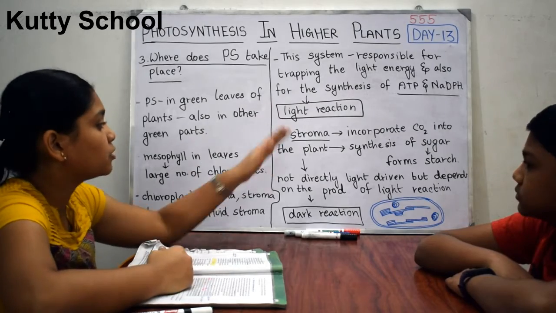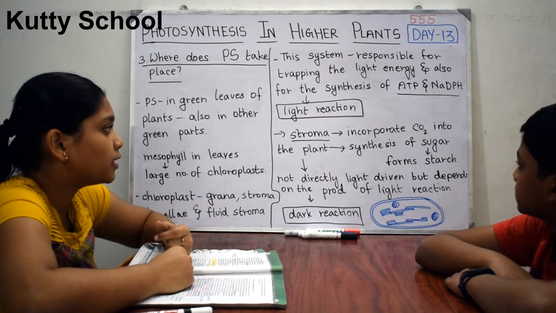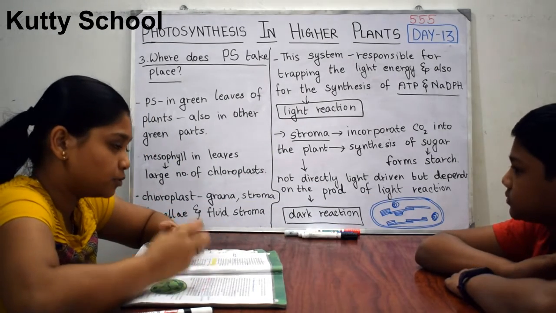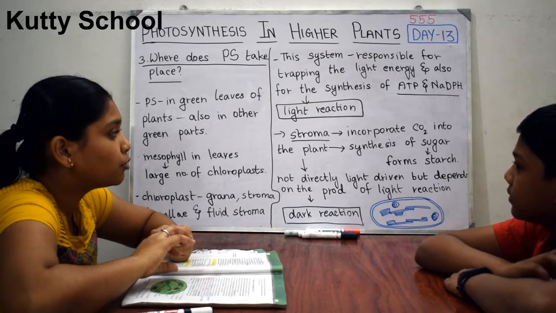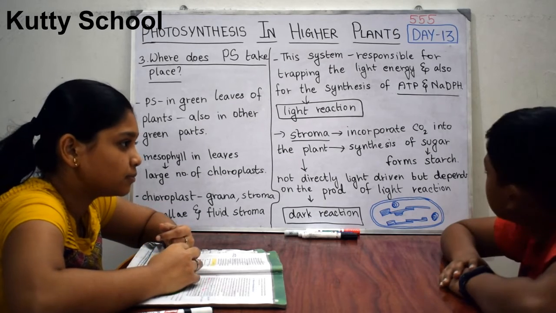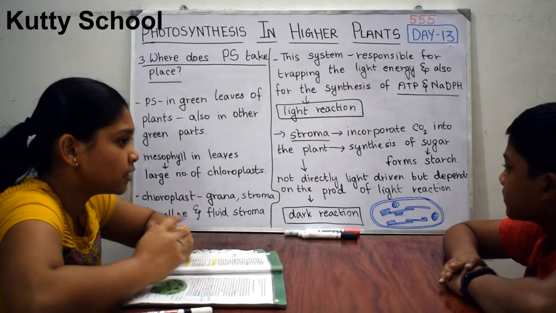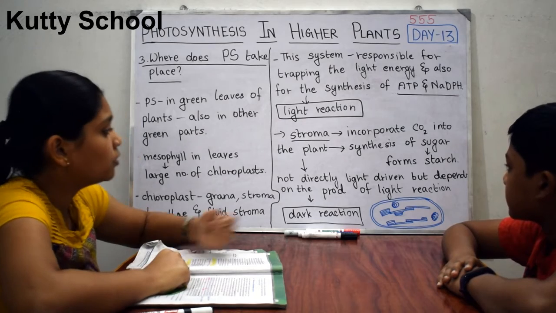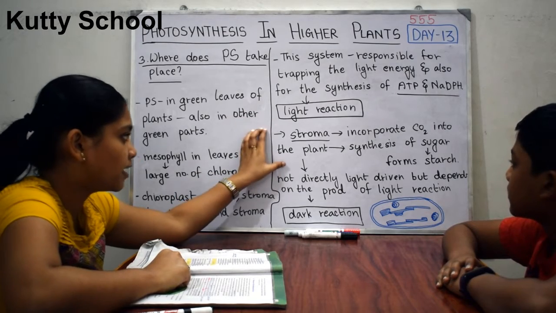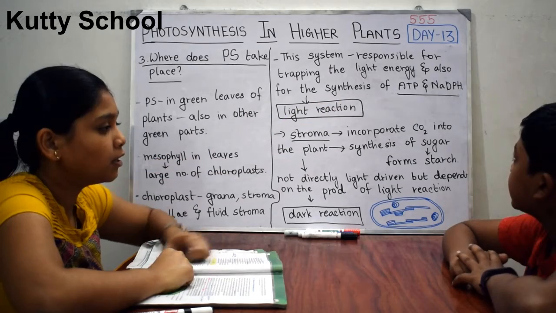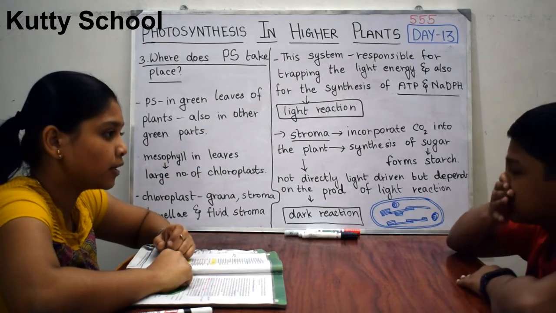And after some time, in the stroma, which is the fluid here, what does the stroma do? It incorporates CO2. It absorbs CO2 into the plant, and with the help of CO2, it synthesizes sugar. Sugar is a carbohydrate, C6H12O6, and it forms starch. This reaction, which incorporates CO2 and synthesizes sugar and starch, is dependent on the chemical bond, the energy bond. With that energy only, it traps CO2 and synthesizes sugar and starch.